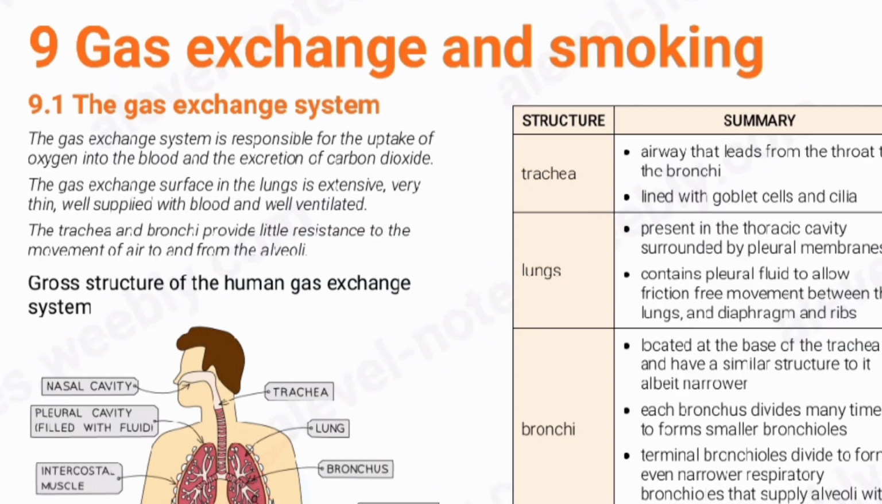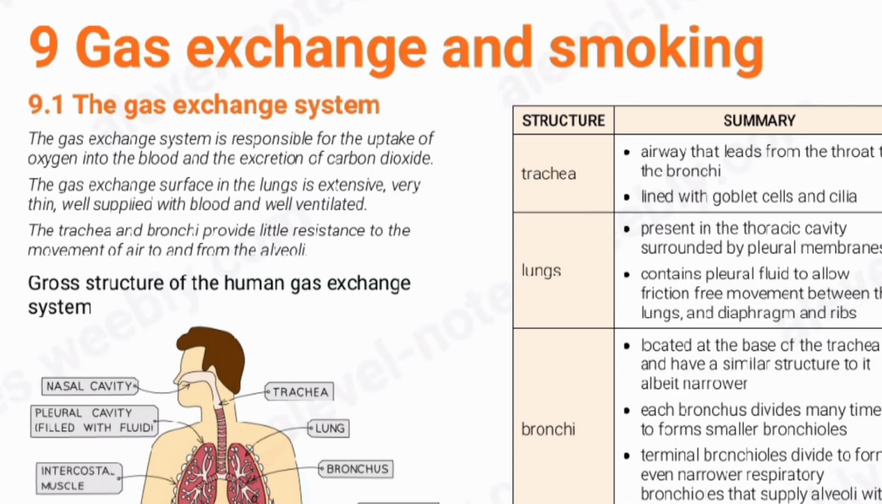The question might also ask you to describe and explain the process of gas exchange between air in the alveoli and blood. What happens there is very simple. Oxygen and carbon dioxide are exchanged by simple diffusion, which is a passive movement from higher to lower concentration.